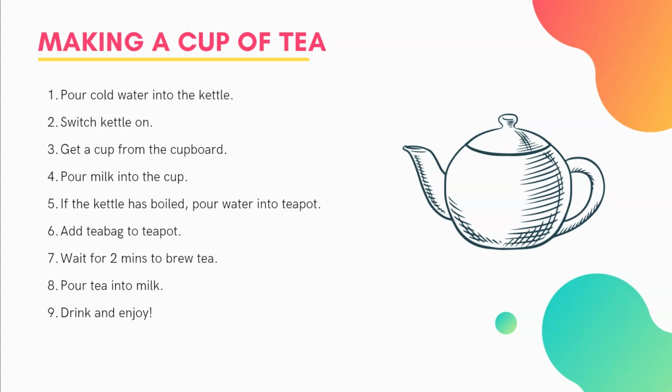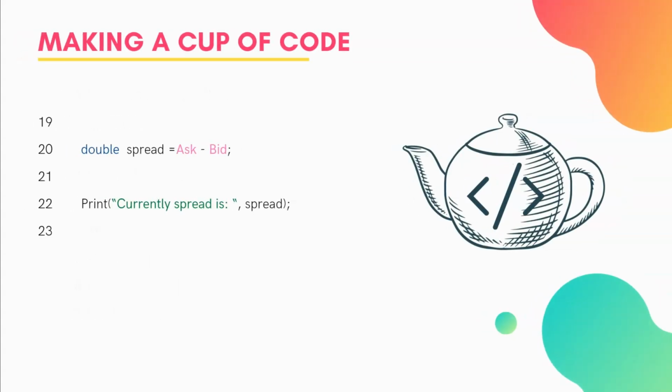So let's have a look at how this is similar to when we're writing code. When we're writing code, we'll have line numbers, as we saw before, on the left-hand side. And with those lines, we have instructions on each. So on line 20, we have an instruction which is to create a variable, which we'll talk about in a moment. And in this case, it's a double type variable.